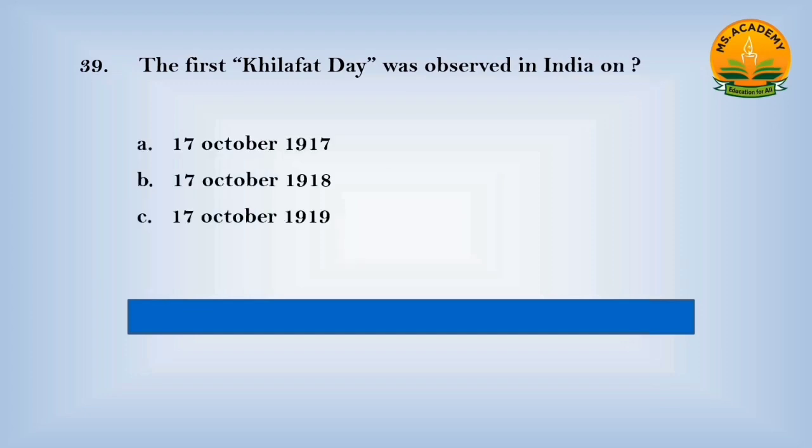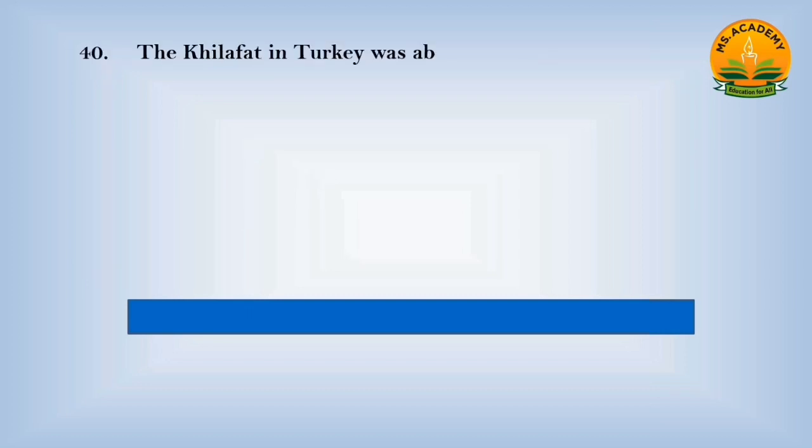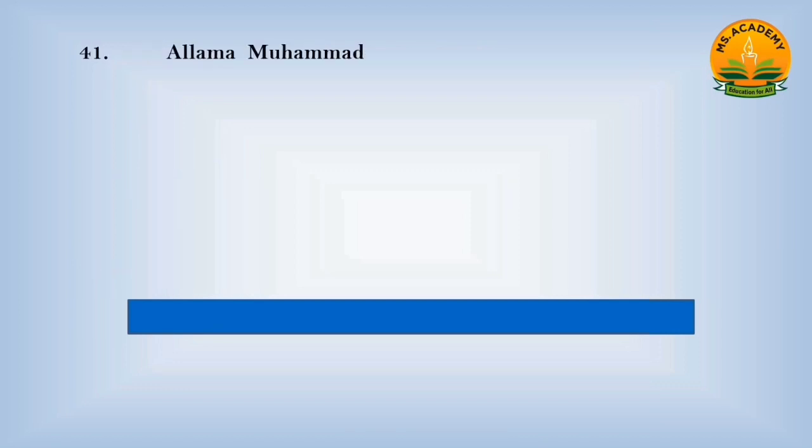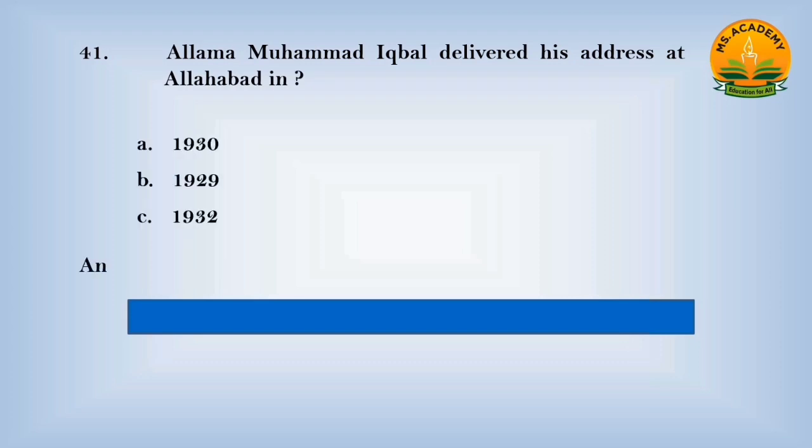The first Khilafat Day was observed in India on A. 17 October 1917, B. 17 October 1918, C. 17 October 1919. Answer is C. 17 October 1919. The Khilafat in Turkey was abolished by Mustafa Kemal Atatürk on 3rd March, A. 1926, B. 1924, C. 1928. Answer is B. 1924. Allama Muhammad Iqbal delivered his address at Allahabad in A. 1930, B. 1929, C. 1932. Answer is A. 1930.